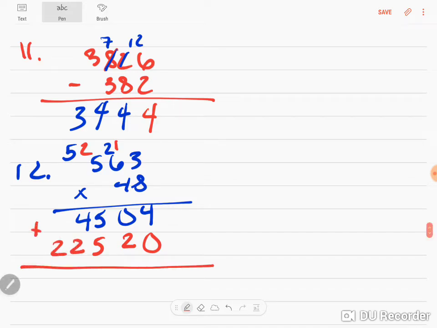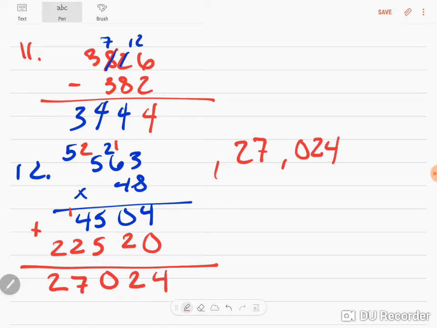And now I'm going to add these two numbers together. 4 plus 0 is 4. 0 plus 2 is 2. 5 plus 5 is 10, carry the 1. 4 plus 2 is 6, plus 1 is 7. Bring down the 2. My answer is 27,024. Number 13.